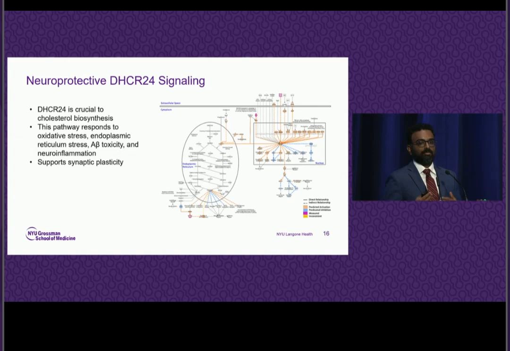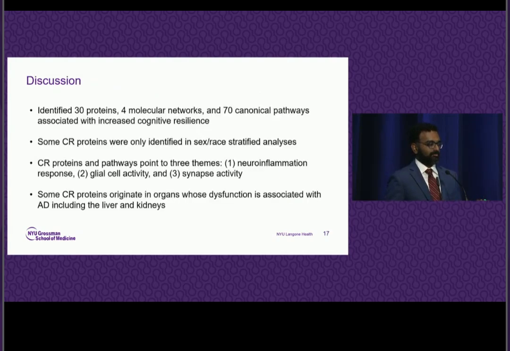And the other benefit of doing some of these analyses is bringing up pathways that were proposed before but haven't been the focus of recent work. So one, for example, is the DHCR24 signaling pathway, which is involved in cholesterol biosynthesis. It was described in relation to cognitive resilience in the early 2000s, but recent work hasn't had a focus on it. So again, this work and hopefully other studies can help emphasize that some of these pathways are worth reevaluating.